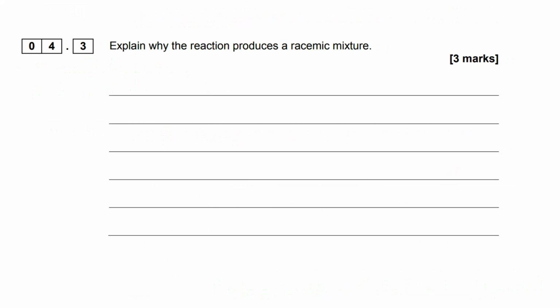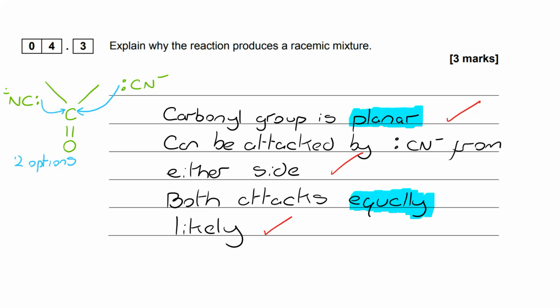Now we have to explain why the reaction produces a racemic mixture. And again, I've started off here with not my official answer, but some help that's going to get us to the answer. Because if I draw out my carbonyl, I can see that my CN- could attack on the left-hand side, or it could attack on the right-hand side. And if it did attack on either of those sides, it's going to mean the CN is in a different position relative to the other components. So they're my 2 options.